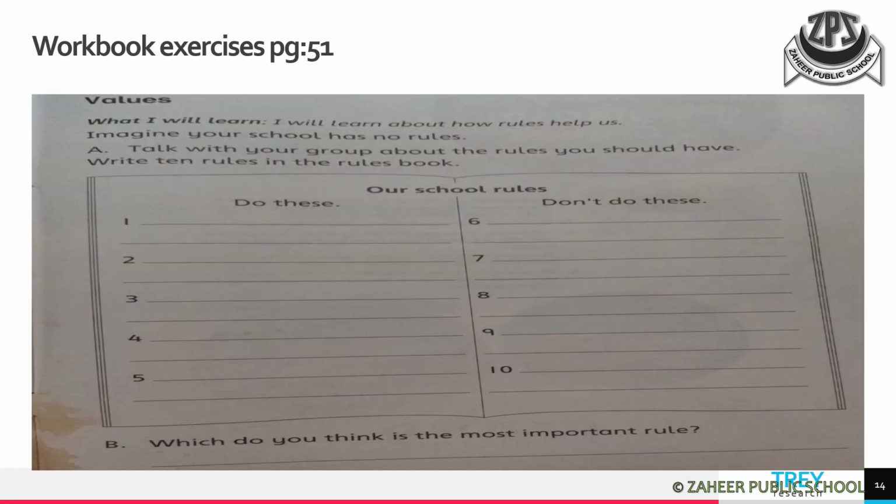The last exercise of this book, on page number 51, you have to write the rules of your school. In the first column, you have to write what you should do, and in the second one, you have to write what you should not do. So total rules would be 10. 5 would be what you should do, and 5 what you should not do.